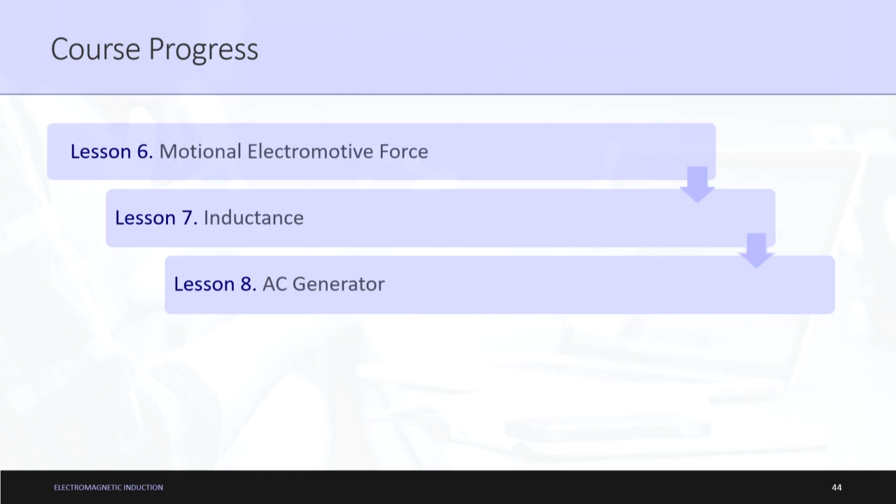In the coming lectures we will learn what electromotive force is, what motional electromotive force is, and what inductance is. There are 2 types of inductance, self inductance and mutual inductance. We will then look at what an AC generator is, how these are created, why they are created, what the different types of AC generators are and so on.